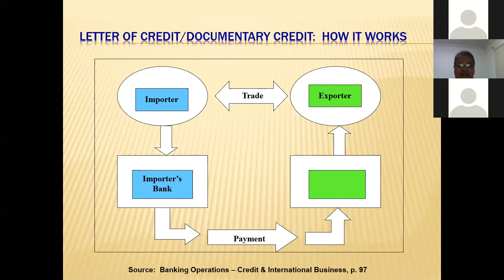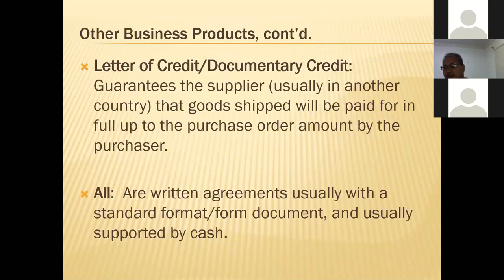Now with these last five business items that we looked at, you see the note at the bottom there, all are written agreements, usually with a standard format or form document, and usually supported by cash. And of course, in the case of the performance bond for the land developer, that sometimes is supported by land, so that'll be one of the exceptions.